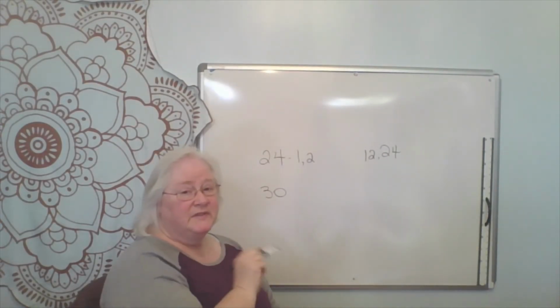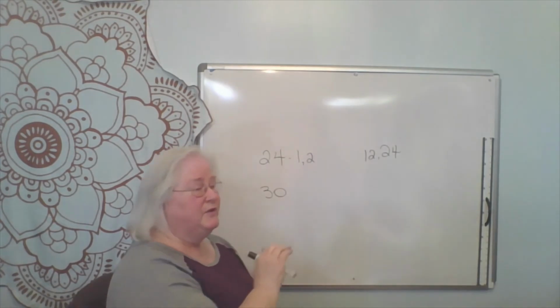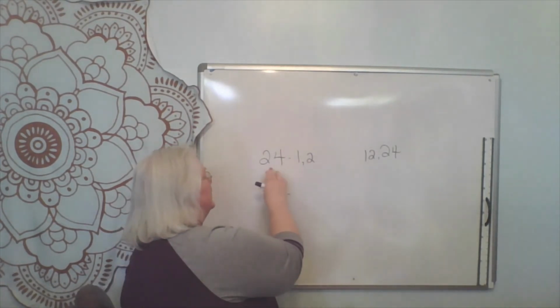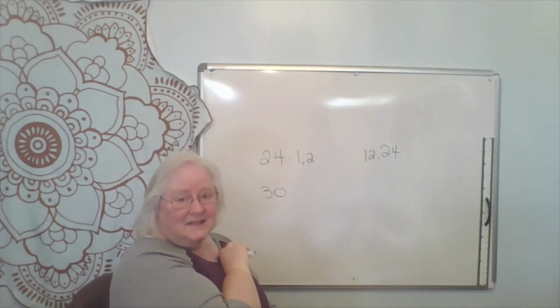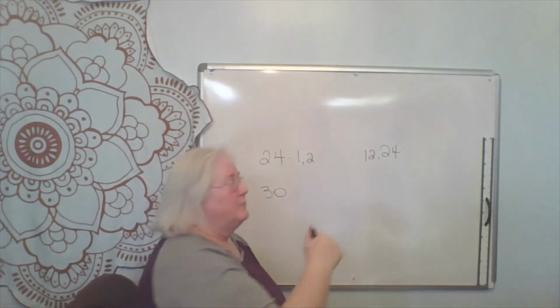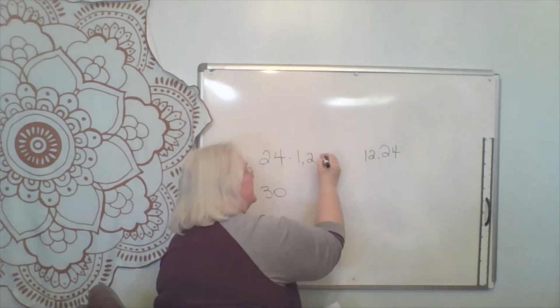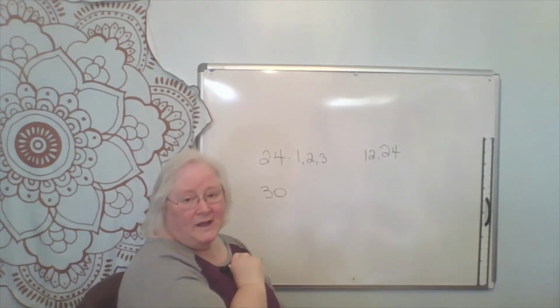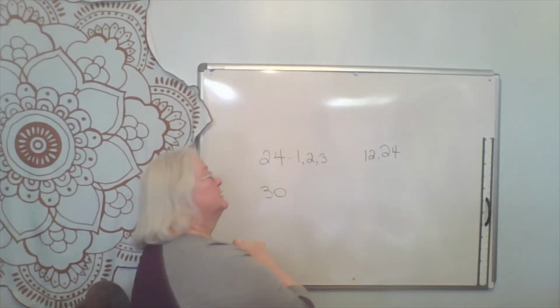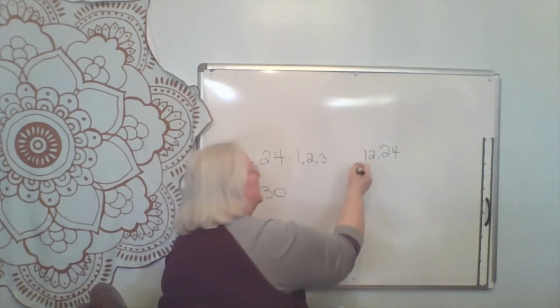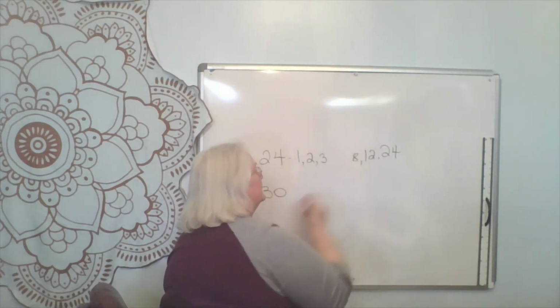So remember, the divisibility rule for 3 is if you add these numbers, 4 plus 2 is 6. 3 will go into 6, so we know 3 will go into it. So 3 times what is 24? And we know that is 8.